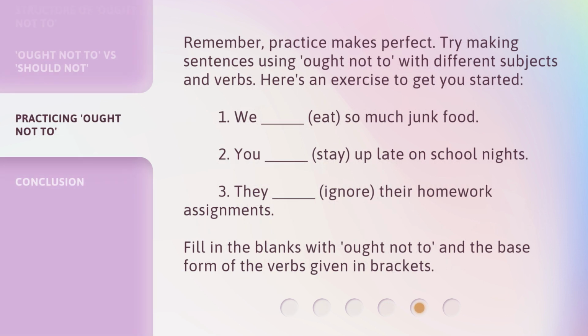Remember, practice makes perfect. Try making sentences using ought not to with different subjects and verbs. Here's an exercise to get you started. 1. We, blank, eat so much junk food. 2. You, blank, stay up late on school nights. 3. They, blank, ignore their homework assignments. Fill in the blanks with ought not to and the base form of the verbs given in brackets.